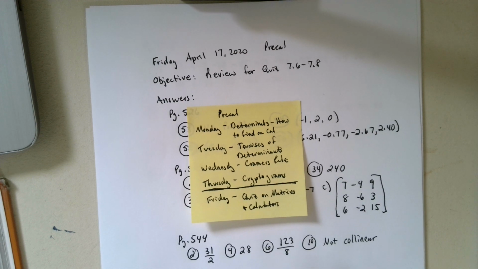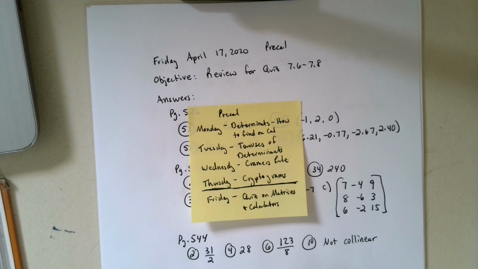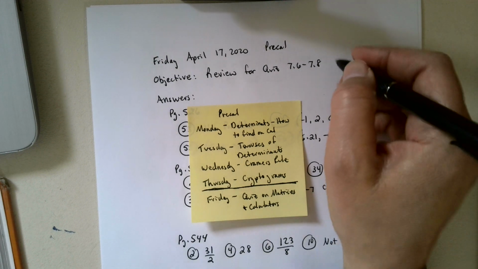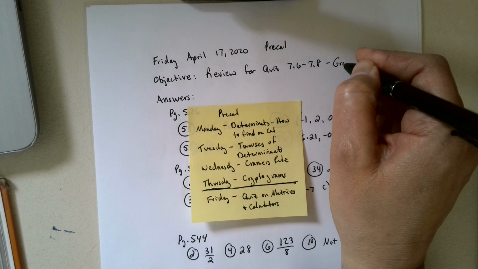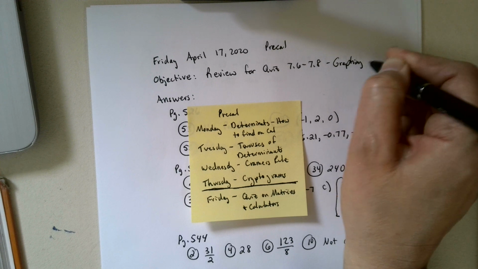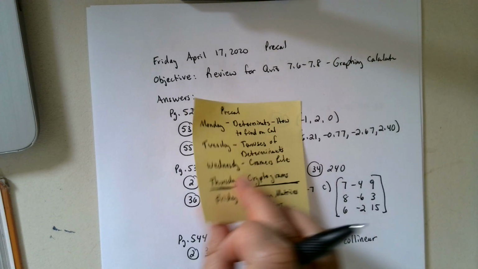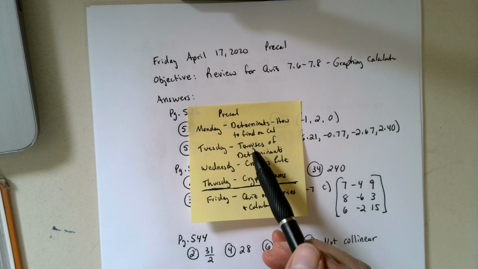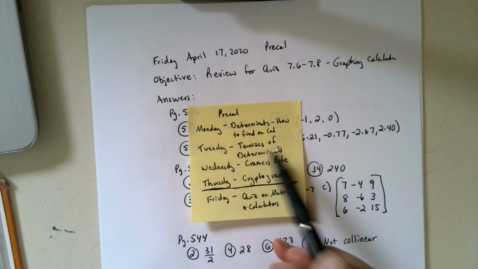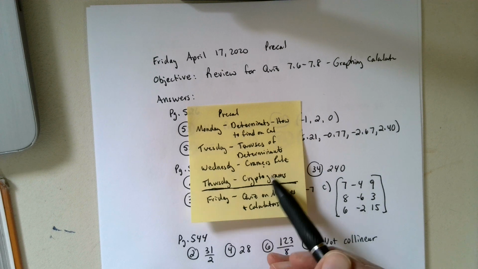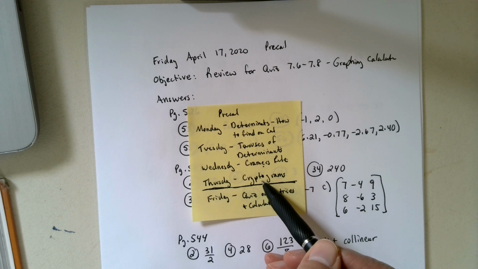All right, this is our video for Friday, April 17th, and this is our review before you take your quiz, 7.6 through 7.8. And all of this is done on your graphing calculator. So this week we've talked about determinants, how to find them on your calculator, how to use them. We used them for Cramer's rule, and then you had your secret messages on Thursday.